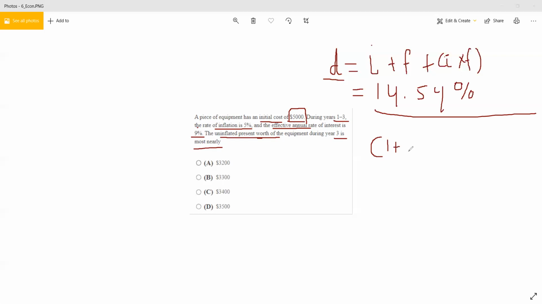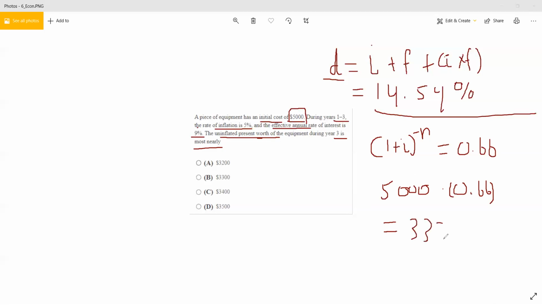So if we want P given F, we can do this formula, 1 plus i to the negative n. That'll give us our factor, which is going to be around 0.6. Is that right? 0.1454 plus 1 to the negative 3. 0.66. Yeah. So we take 5K times 0.066, and that'll give us our uninflated present worth. It's going to be about 3,327, which is very close to these two, but turns out to be that one.